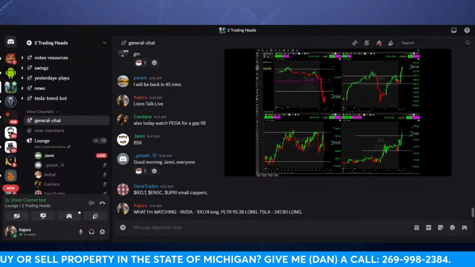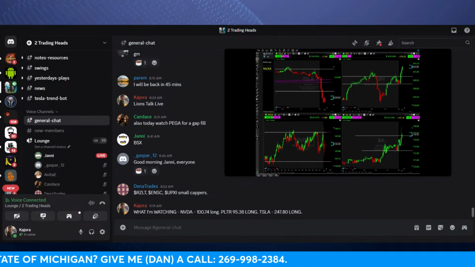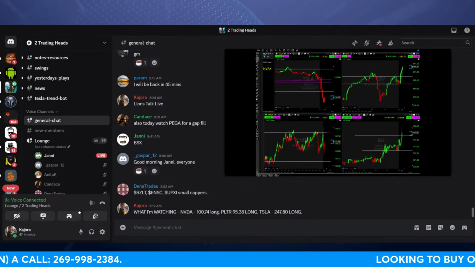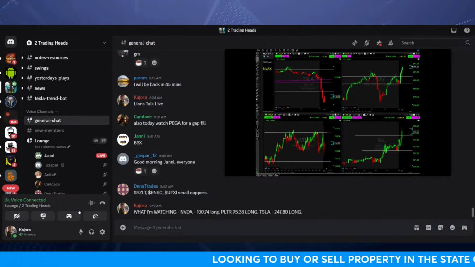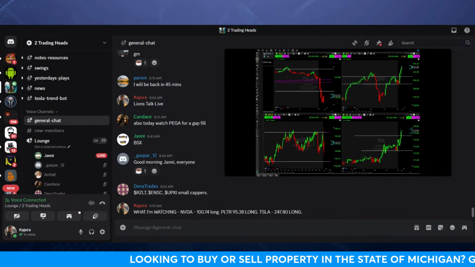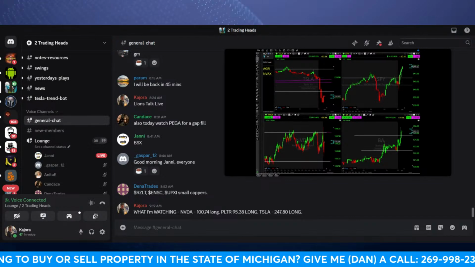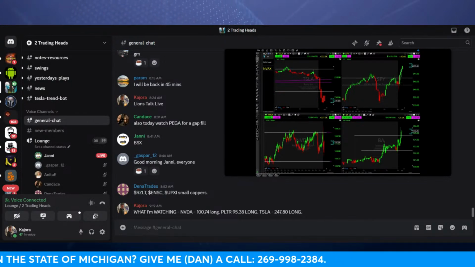My next support on Tesla is way, way down. It sits at the 244.70 area. Yeah, 244.70 area is my next support on Tesla. So I'm way down there.